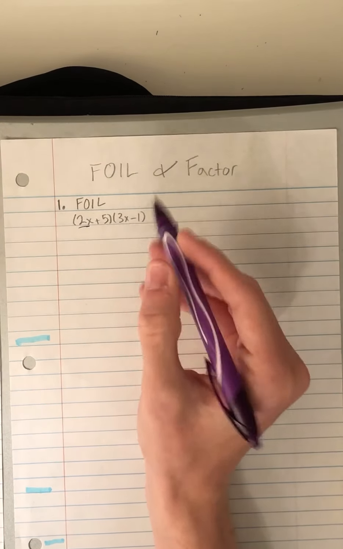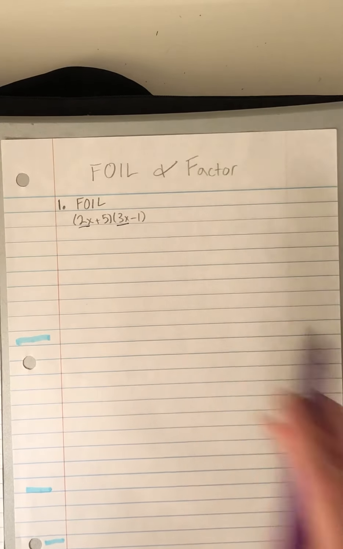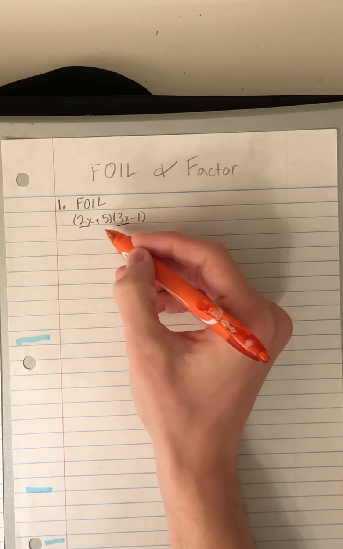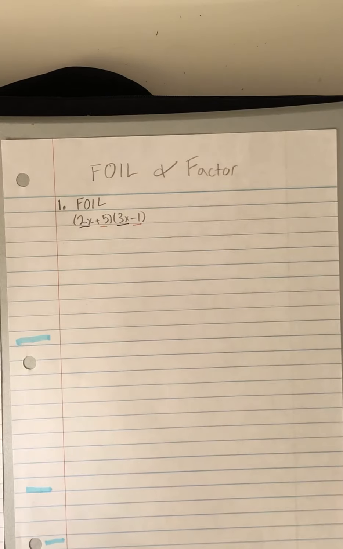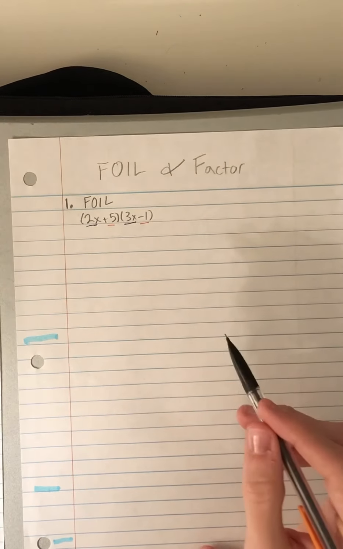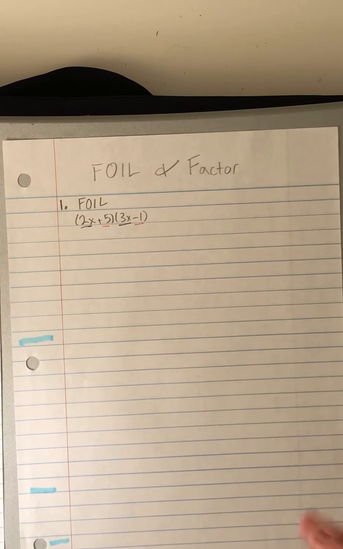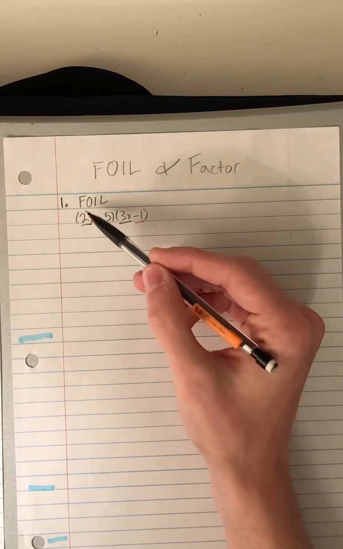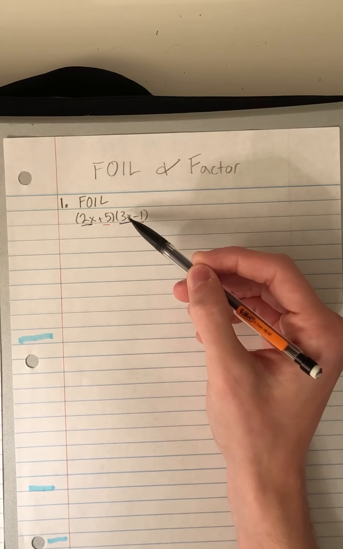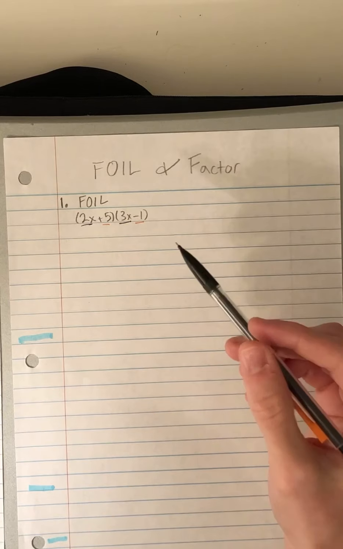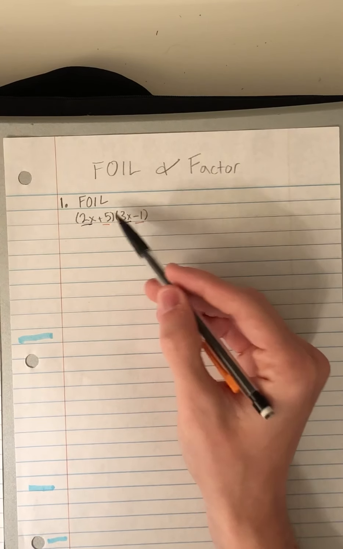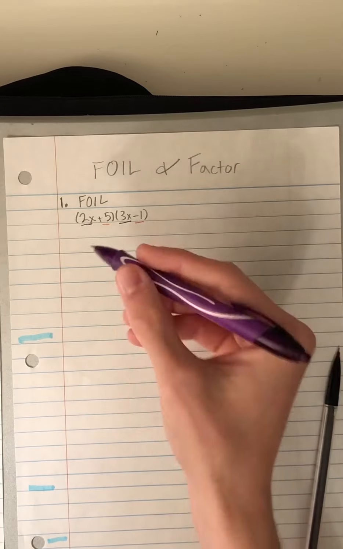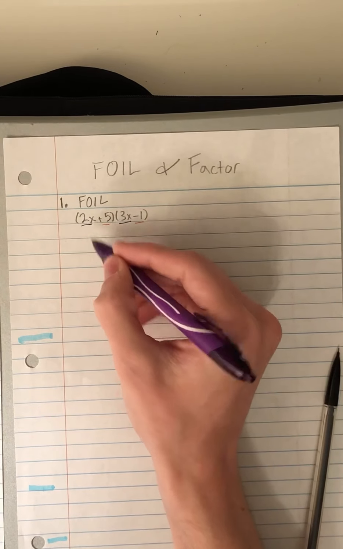So I'm just going to color code some things that'll hopefully help us visualize some stuff. Okay, so I've got my 2x plus 5 times 3x minus 1. What I'm going to do first to FOIL is the first. And remember, FOILing is just really distribution, or I like to say super distribution or hyperdistribution. So I'm going to take 2x times 3x. When I do 2x times 3x, those are the first terms.